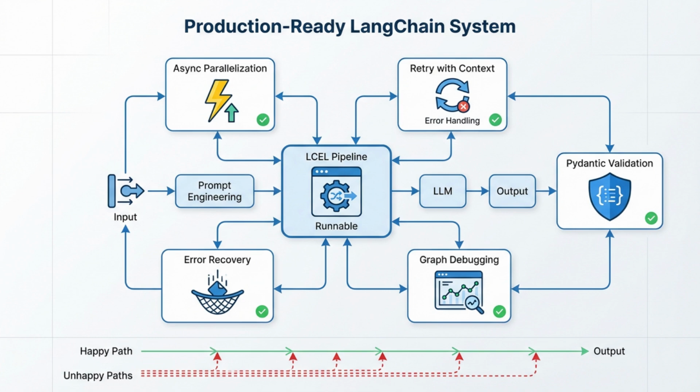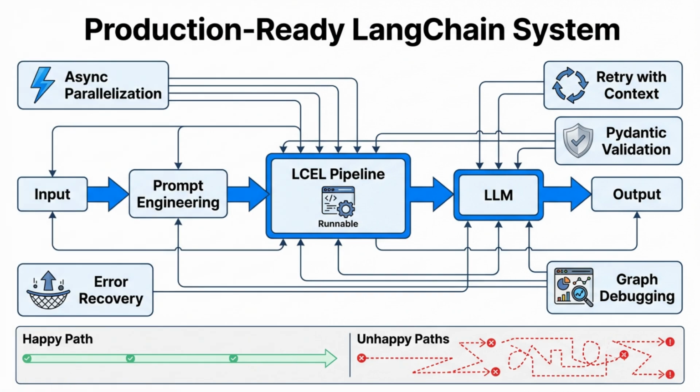Now look at the bottom. On the left, that thin green line, that's the happy path, the scenario where everything works perfectly. But look at all those red dashed lines on the right. Those are the unhappy paths, the real-world chaos we talked about at the beginning. And notice, every single one of those unhappy paths is being caught by one of our protective mechanisms. Network issues, caught. Bad data, caught. LLM failures, caught. Nothing reaches your users unhandled.